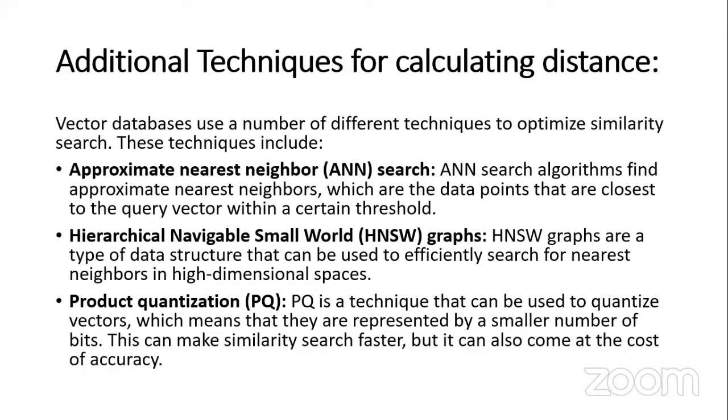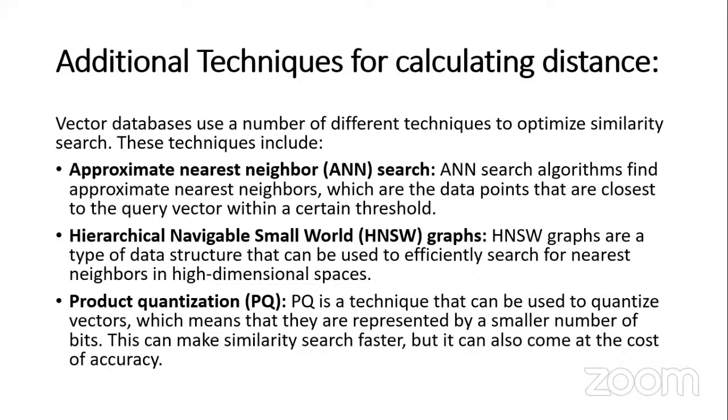So this could be one reason. Although you're doing it very fast, you should be careful whether you're cutting back at the cost of accuracy. So that's for sure. So these are the three additional techniques for calculating distance. The first one could be Manhattan distance or Euclidean distance or any other popular statistical distance measures, or approximate nearest neighbor search, ANN search algorithms, which will find you the nearest neighbor. Within a certain threshold, it will look for the nearest neighbor to the corresponding vector.